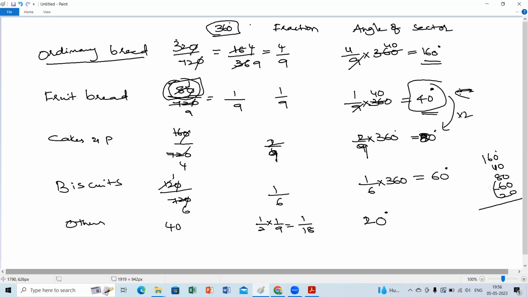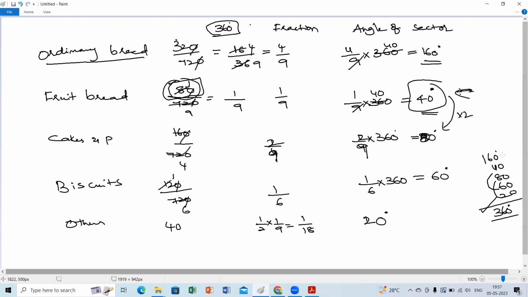80 and 20, 100. 60 and 40, 100. 200, 360. Yes, you are doing absolutely correct. You can draw the pie chart now. Same way, children, you have to construct your own circle of some radius. Then you have to mark the center as O. Please follow the same steps.